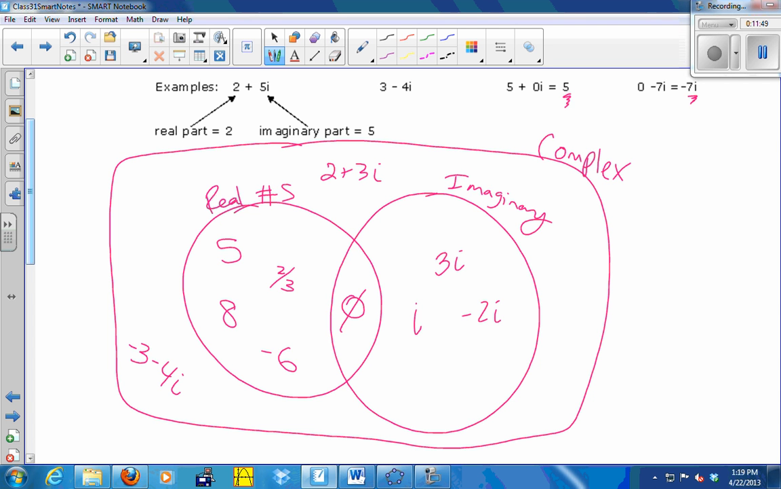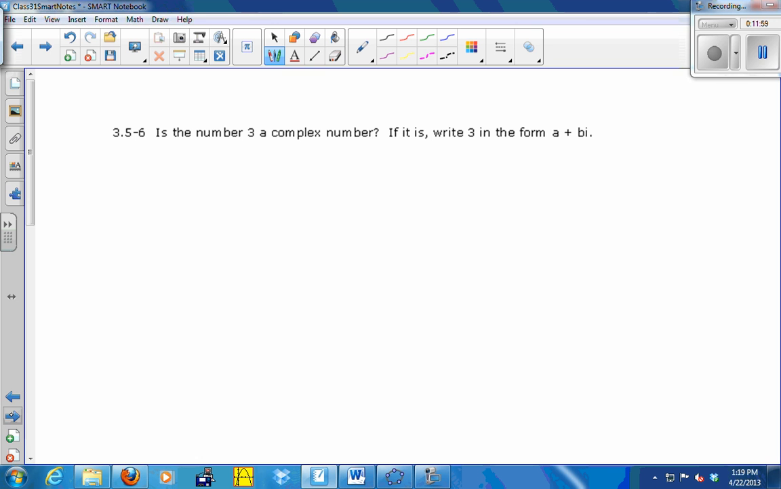It would be in the real circle, which is within the complex circle. So the number 3 is a complex number because you can write it as 3 plus 0i.